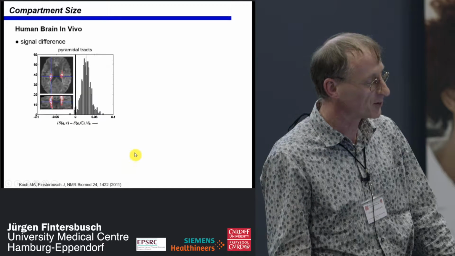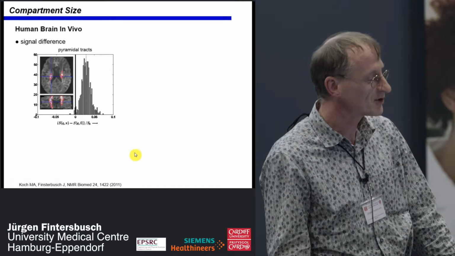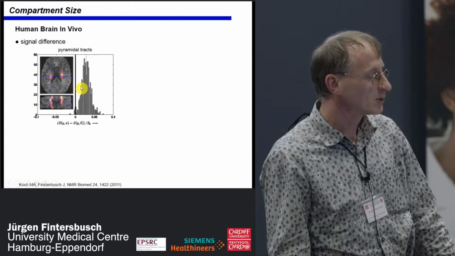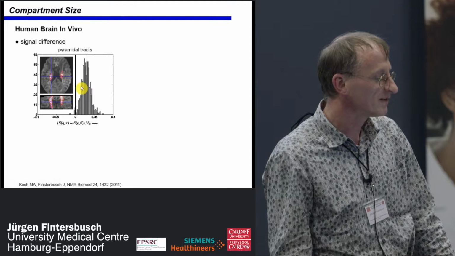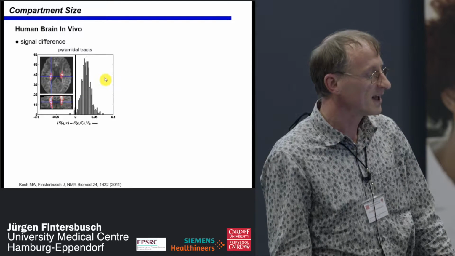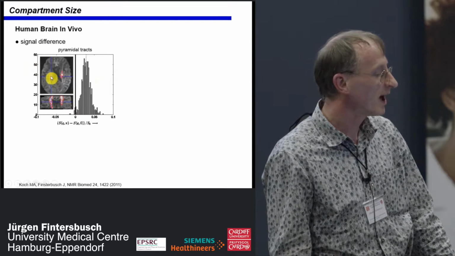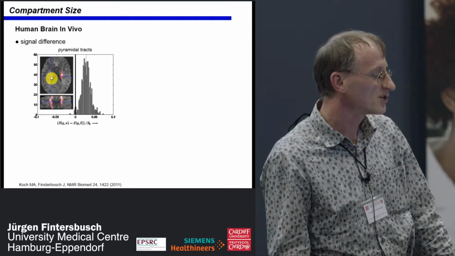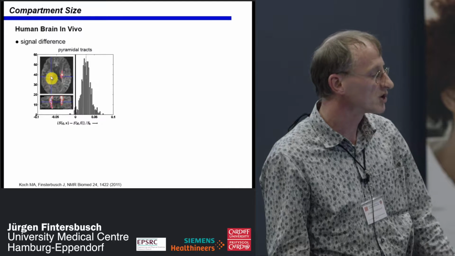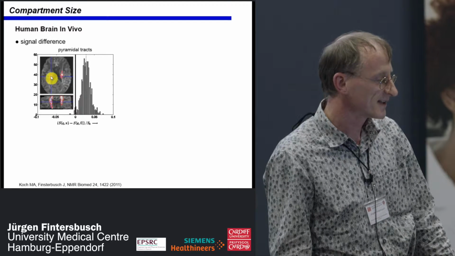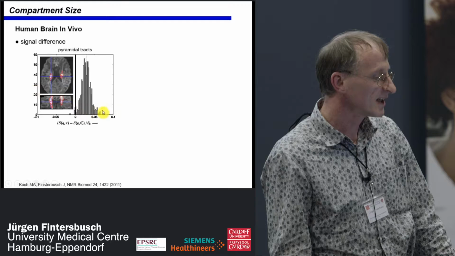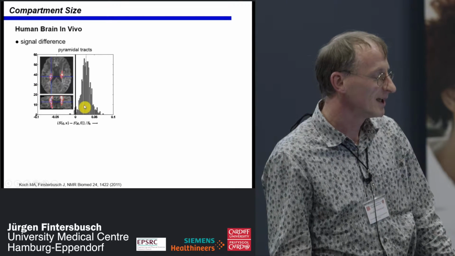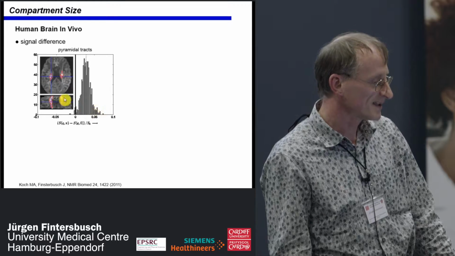So we started with the pyramidal tracts for several reasons. First, it's not too close to the ventricles, which means that ringing artifacts and fluids in the ventricles are minimized. It has a high signal amplitude if you apply the diffusion weightings perpendicular to the pyramidal tracts. And there were histological data available from the literature about the typical cell sizes in this region. Our data again showed a signal difference between the parallel and anti-parallel diffusion orientations as expected.